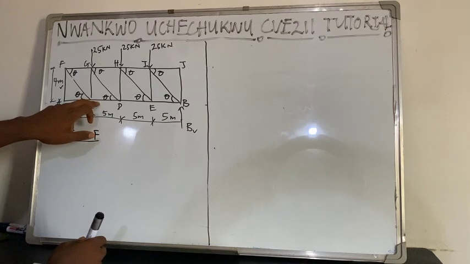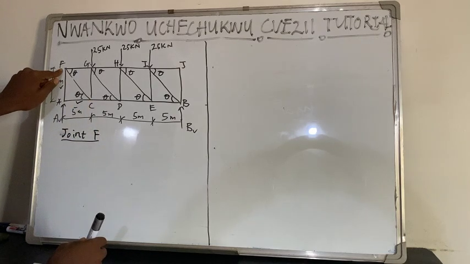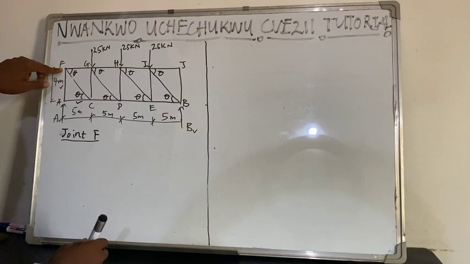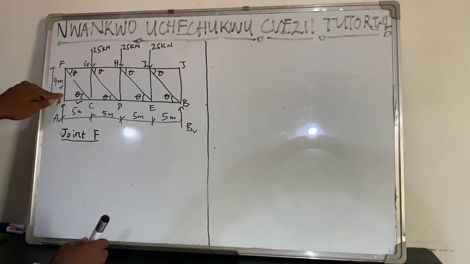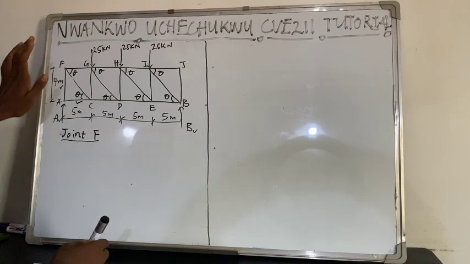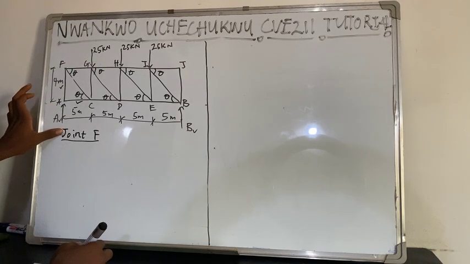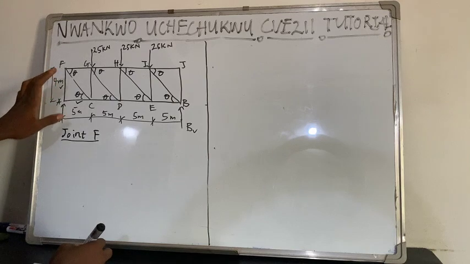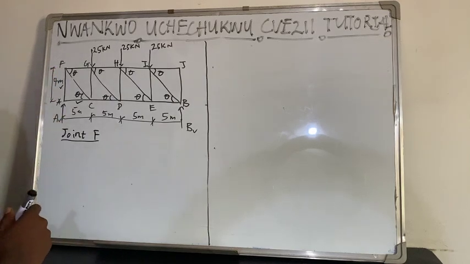So I need to look for a joint where I have not more than 2 unknowns. That's why I chose F. If you look at F, we've already found this, but we've not found this and this. This is why I chose F. So when you're choosing the next joints to go to, you have to always consider that.